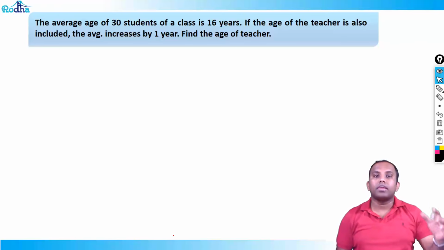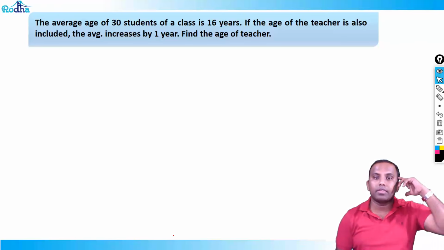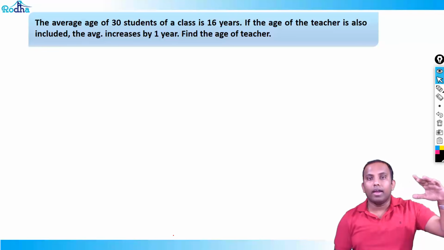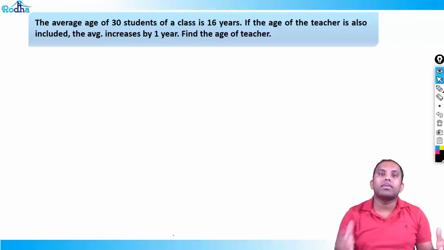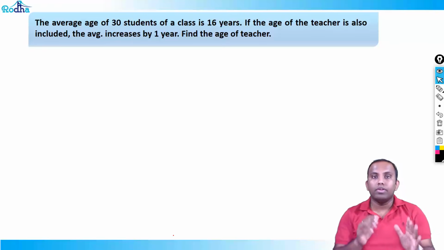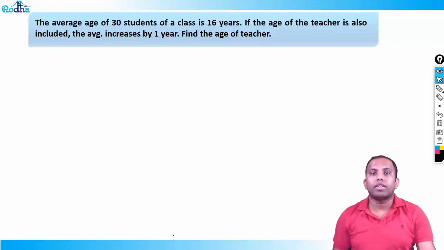In the last case, the age of the teacher was given and we had to distribute it among the students, right? In this case, I have to calculate the age of the teacher. So we're discussing every possible variety to understand the concept, right? You should understand it very well.